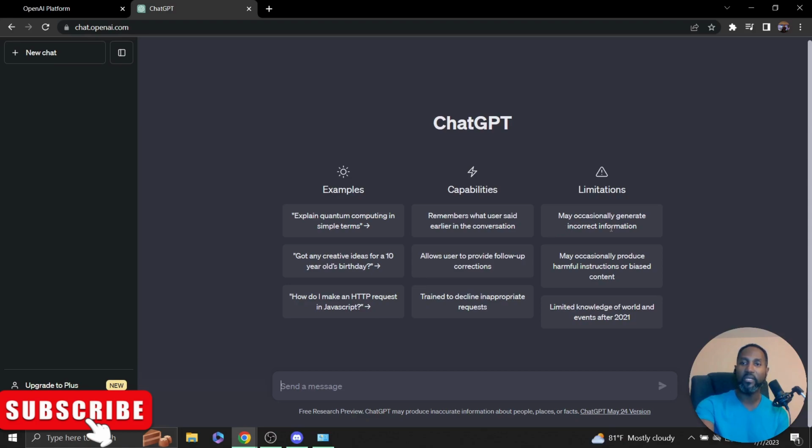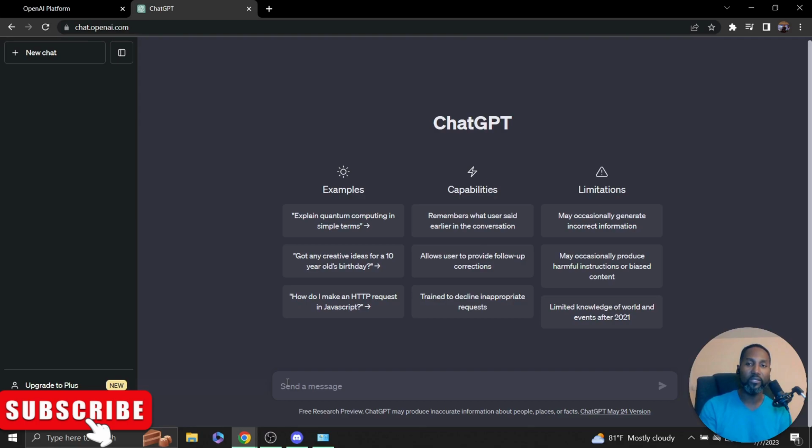They occasionally generate incorrect information. So as it said earlier, it may occasionally generate incorrect information. And as you notice here at the bottom, it says limited knowledge of world and events after 2021, right? So let me type my first prompt here. Now, how this works is that it's a garbage in, garbage out concept where the outputs that you get highly depend on what you put in. And this is called prompt engineering.